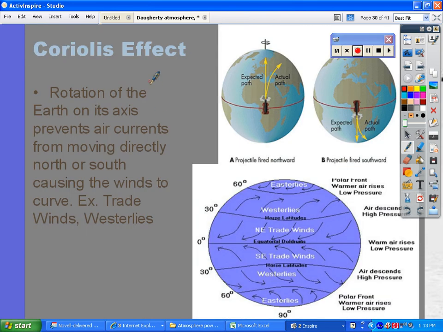Coriolis effect. So it says, since we have the Earth on this tilt, it's actually going to cause the air masses to not just go in a straight direction. It actually causes them to have this little curve, and they curve in a different direction in the upper hemisphere than they do in the lower hemisphere. And we get these cool little winds that are generated from it.